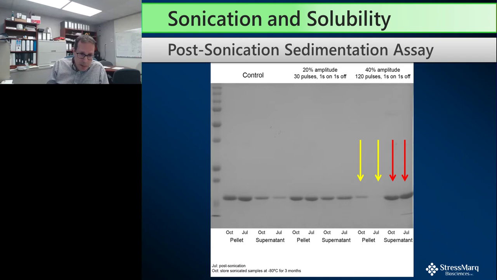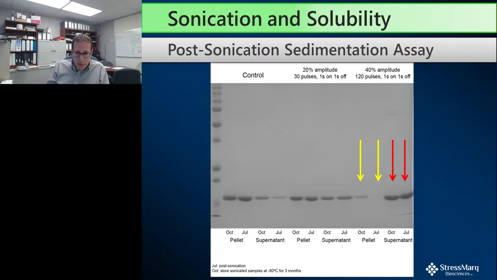Now, what happens over time? Is this just a transient situation? If, again, you look at the highlighted areas on the right-hand side, which is representative of our most aggressive sonication method, in yellow, you'll see the difference going from July to October in our pellet, and then looking at our supernatants after storing those materials for 4 months or so at -80, you'll see that the materials stay in solution. So they do not revert.